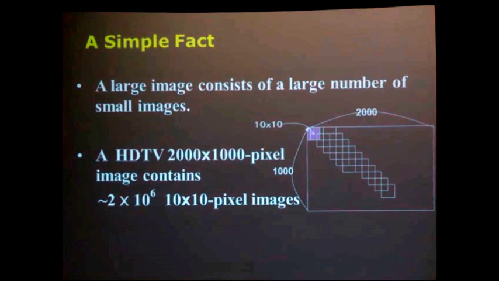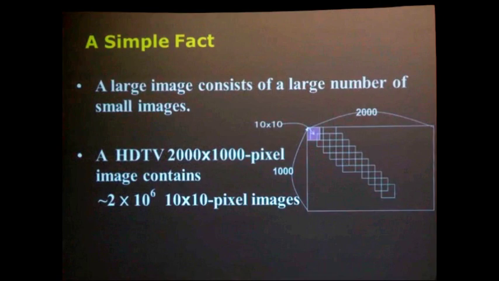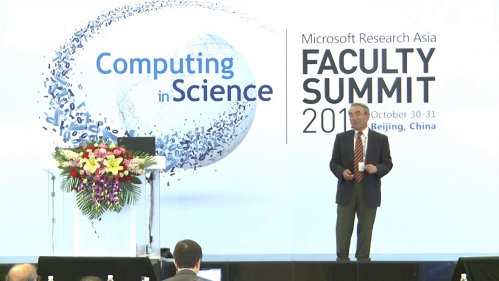Now, as to the number, there's an interesting, simple fact. A large image consists of a large number of small images. Learning is very popular today, so if you're shown one high-definition TV image, 2,000 pixels by 1,000 pixels, there is a 10 by 10 image here, and the next, and so forth. So there are 1,090 positions this way and 990 this way. In total, you must have seen roughly 2 million 10 by 10 sub-images given one high-definition TV image. So by just seeing one image, you must have learned 2 million 10 by 10 images. That's a lot of learning.